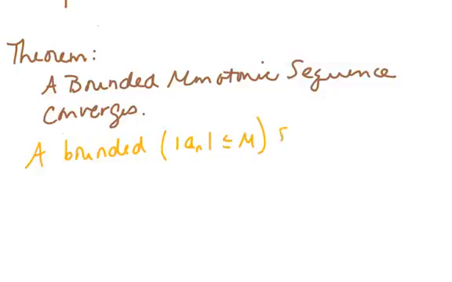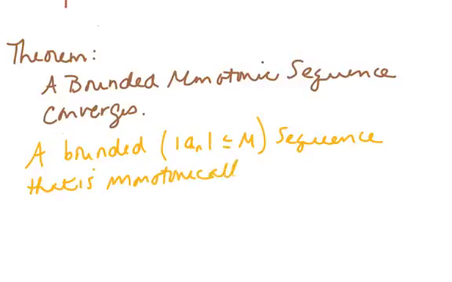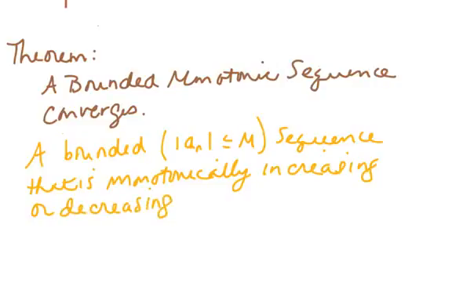So a bounded sequence that's monotonically increasing or decreasing is going to converge. So that's the second point. If this thing is bounded and it's decreasing every single term or increasing every single term, it's going to have a stopping point. And that stopping point will be the convergence point. So that's kind of a common sense theorem.